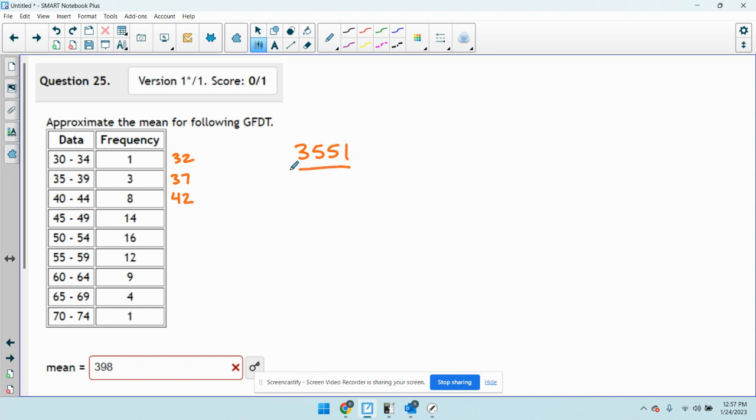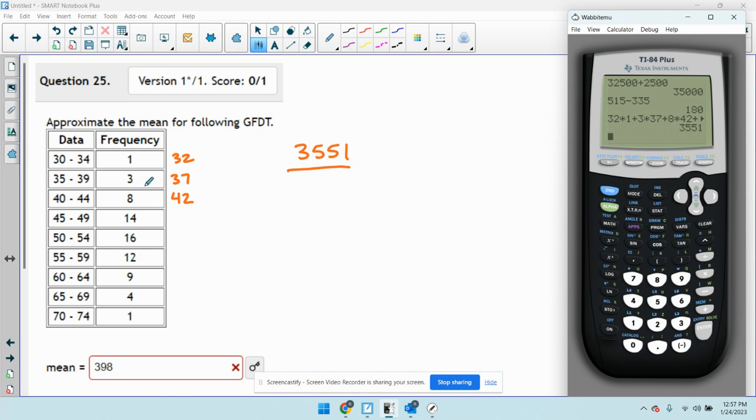But I have to divide that by the number of data values in my data set. So I have to divide that by whatever all these add up to: 1 plus 3 plus 8 plus the rest, which is 68. So I'm going to do 3,551 divided by 68. Oops, not times. Divided by 68. I get 52.2. So we can probably just round this to 52.